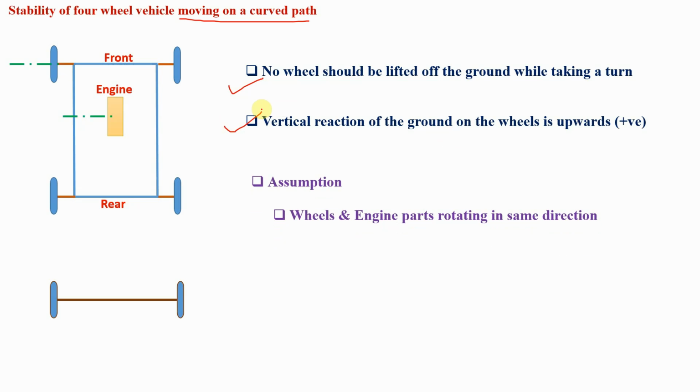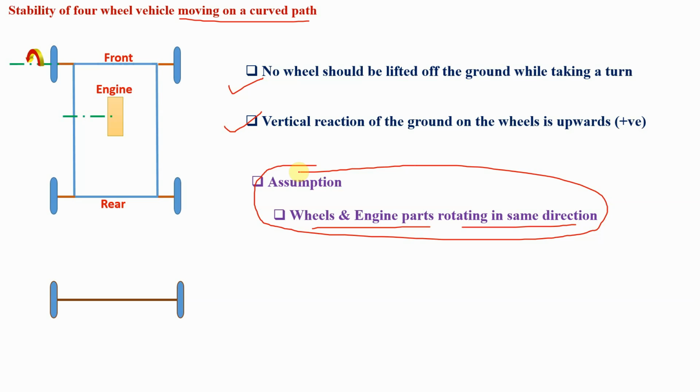Now, to study the stability of a four-wheel vehicle moving on a curved path, we'll make one assumption: that wheels and engine parts are rotating in the same plane and in the same direction. Because this is important, the effect of gyroscopic torque will change when the wheels and engine parts are rotating in opposite directions, or in different planes, or in planes which are not parallel to each other. So you'll remember this assumption. We are assuming that wheels and engine parts are rotating in the same direction.